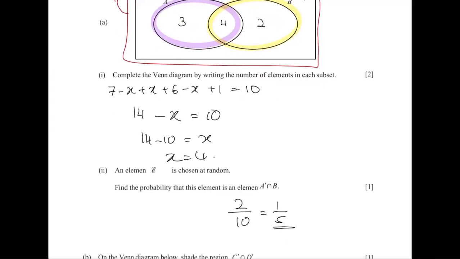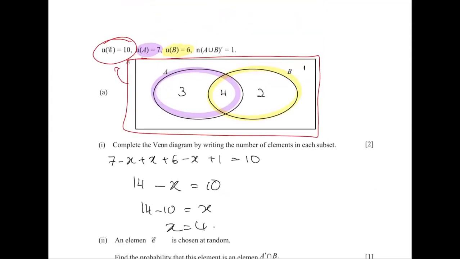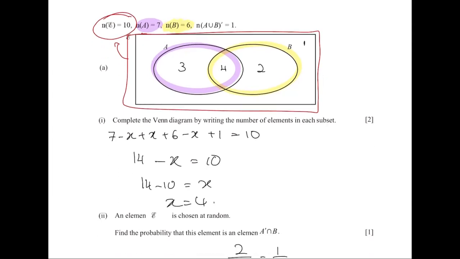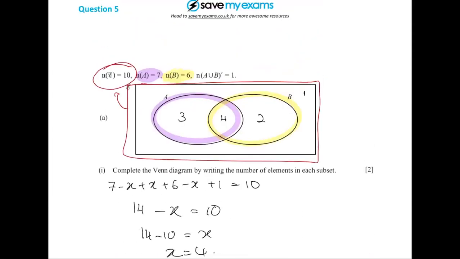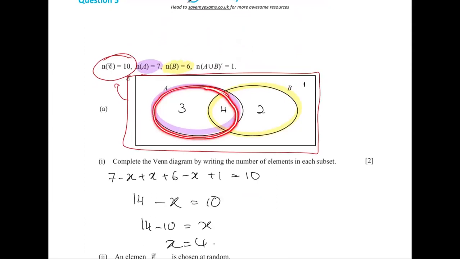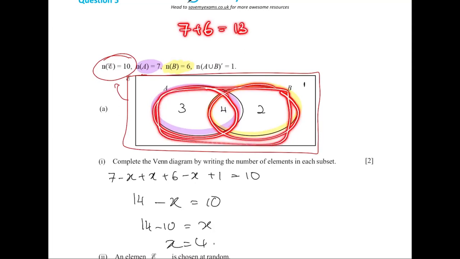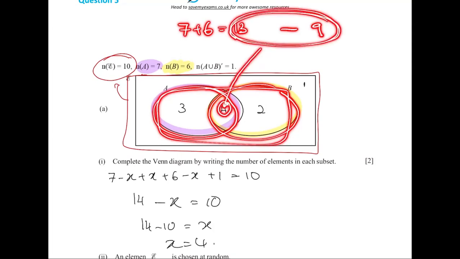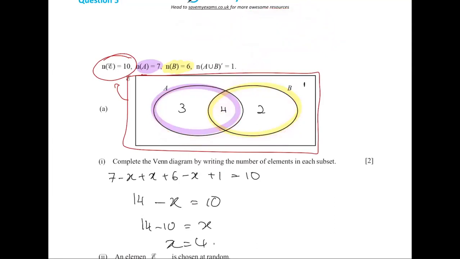If you want to use the shortcut method, you just add them together and you can find the answer, which is the difference. You can see here this is 7, this is 6. So 7 plus 6 is equal to 13. But this whole thing here can only equal 9. The difference of these two will be the number in the middle. That's a shortcut method.